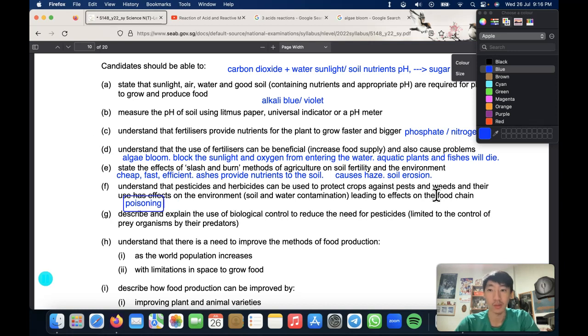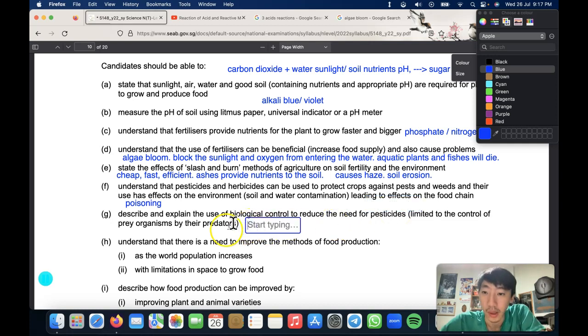Pesticides can cause poisoning even for people. If you drink water that is contaminated with this pesticide, you can get food poisoning. And of course for the animals, having too much of this pesticide in their food chain will cause poisoning. Basically, there are too many toxins inside their body, and then they will die.